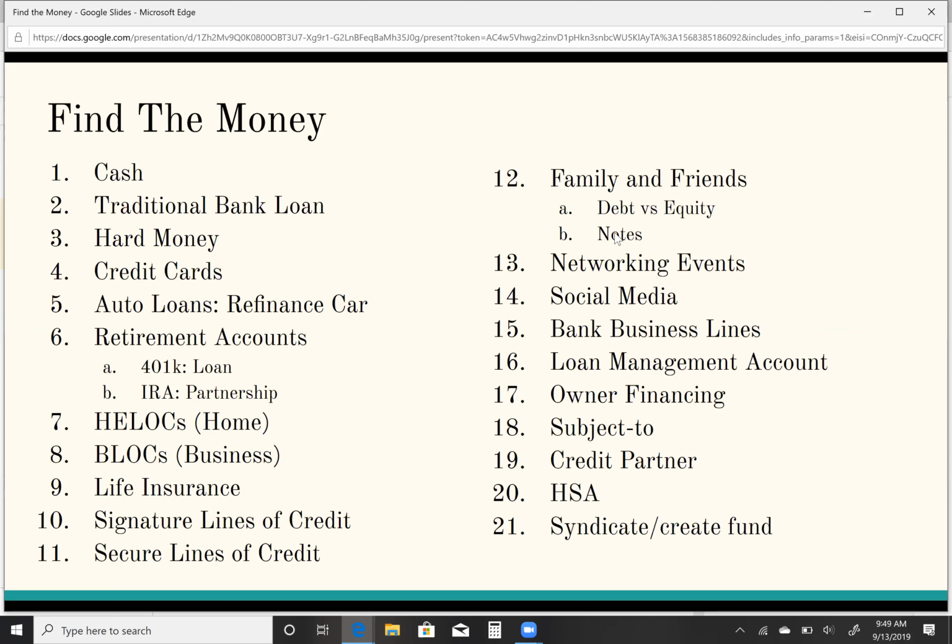Debt versus equity means that with debt, I'm borrowing money and I'm paying payments on the loan, whether it be monthly, annually, or at the end of the deal, whatever it is. Equity means that they own an equity share in either the company or the transaction, so that when we sell, they get a portion of the profits. I usually will do equity on long-term transactions, and debt on more short-term transactions.